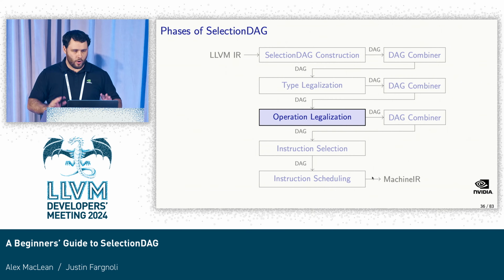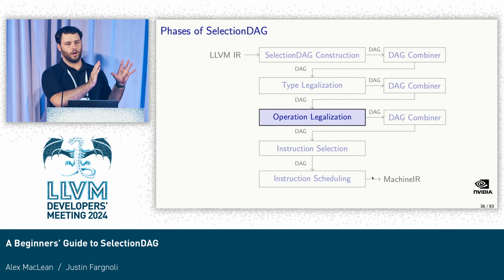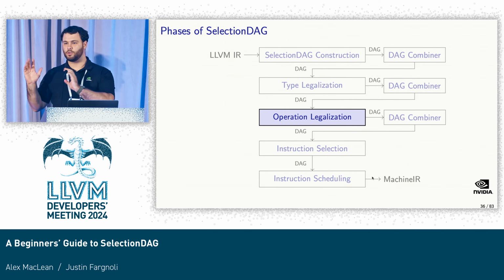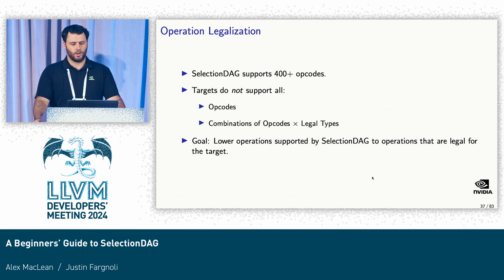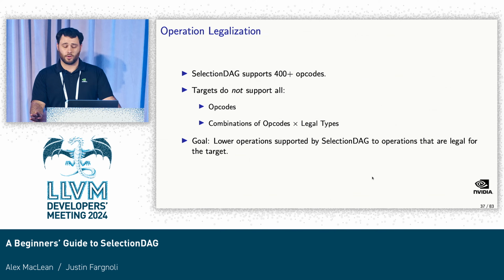So I hope that gives a brief overview of how we take a DAG of any type and turn it into a DAG of types that our instruction selection code can handle. But now we have our operations to handle. SelectionDAG supports over 400 opcodes. For one, targets don't support all of these opcodes, but additionally, they don't support any one opcode for all legal types. Our goal in this stage is to lower all operations that are supported by SelectionDAG to operations that are legal for the target.